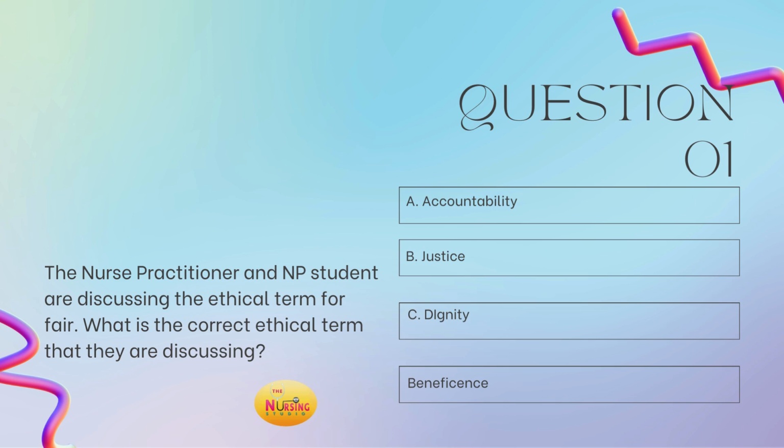All right, so I always say read the stem of the question first. Read that stem so it allows you to slow down and that you can ensure that you're answering what is even being asked in this question. So here, the stem of the question states, what is the correct ethical term that they're discussing? They're talking about being fair. So is it A, accountability? No. B, justice? Yes. Justice, fairness.